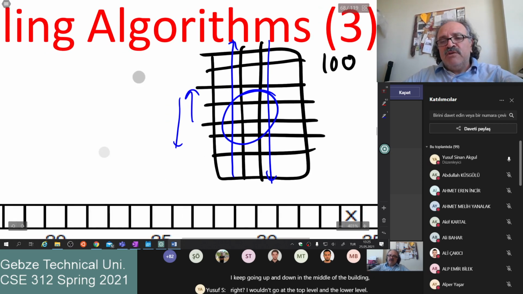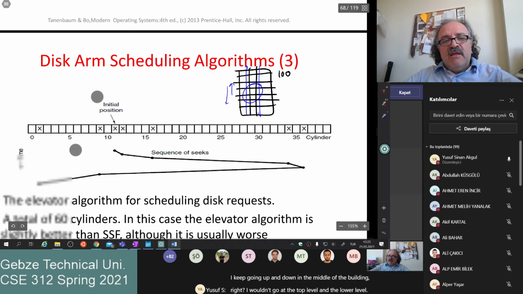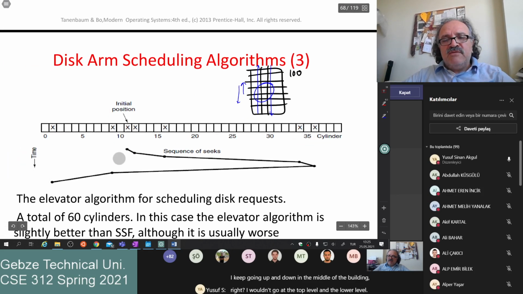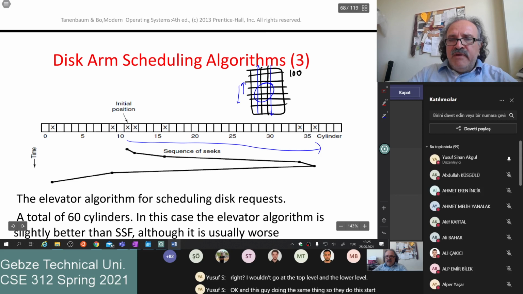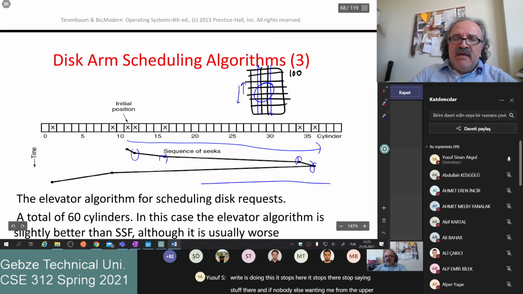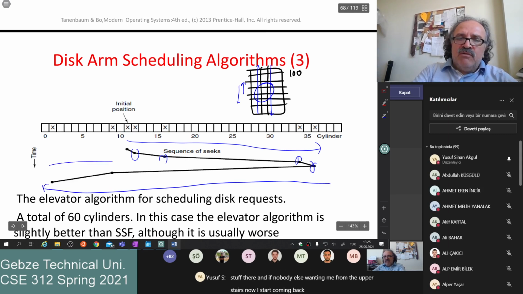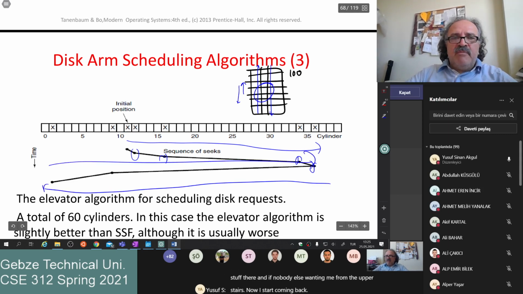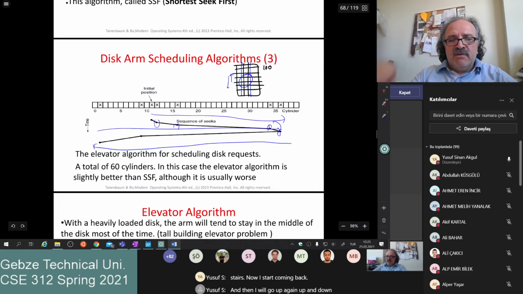Okay, and these are doing the same thing. So they do this. Start from this one. It is going up. It goes up all the way. While it is doing this, it stops here, stops there, stops there, stops there. And if nobody else wants me from the upper stairs, now I start coming back, and then I will go up again, up and down, up and down. So this is called the elevator algorithm.